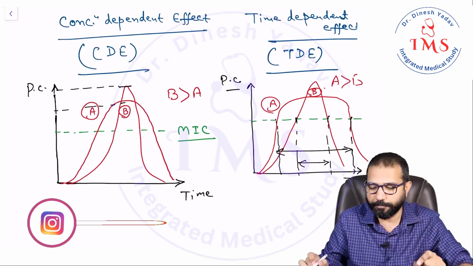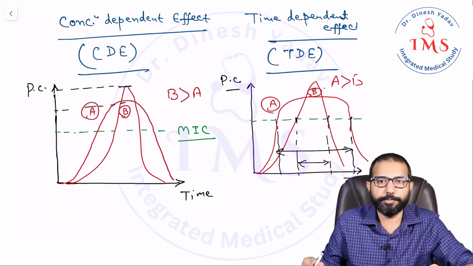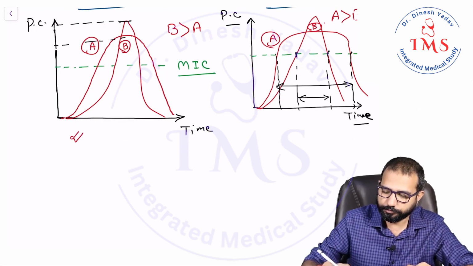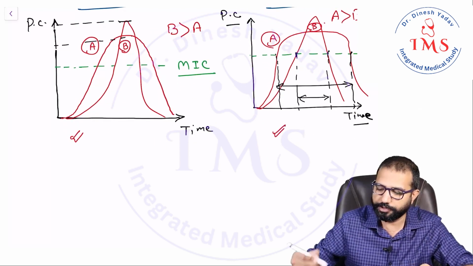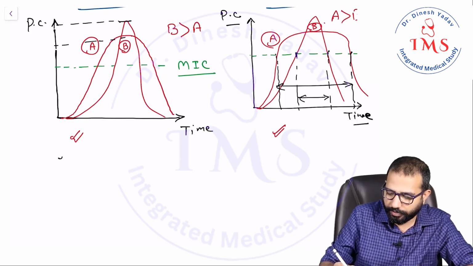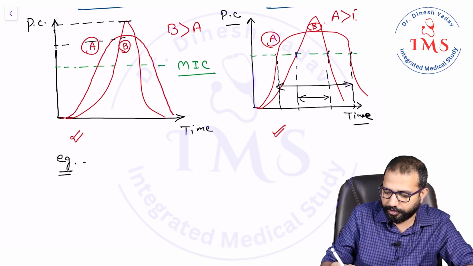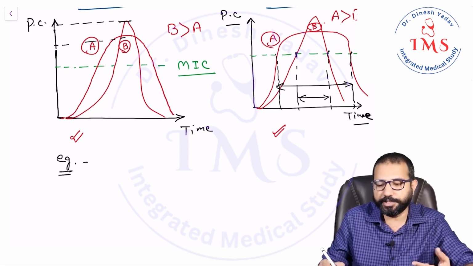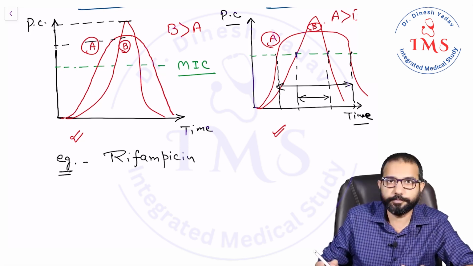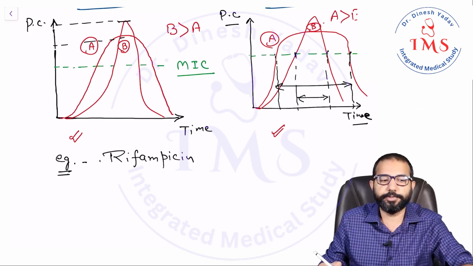So, two types of drug: concentration dependent and time dependent. If depending on the concentration, this one. If depending on the time, this one. Any example for this? Yes. The example for concentration dependent, where higher the concentration means more effective, and very important is rifampicin.